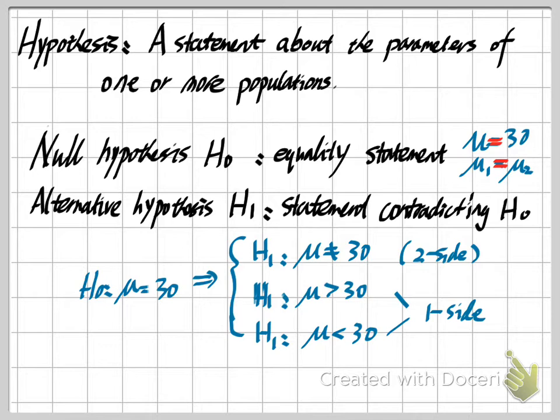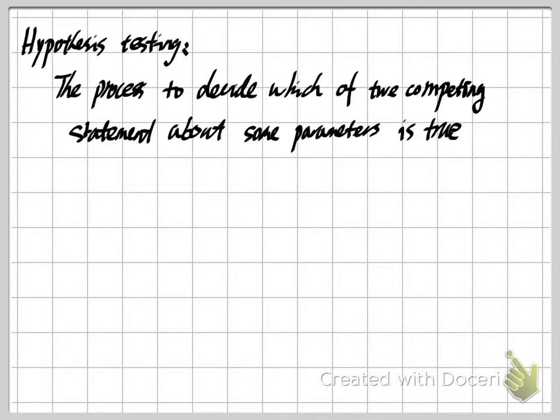Okay, so now this is about what a hypothesis is, and then what hypothesis testing is. Hypothesis testing is the process to decide which of these two competing statements about our parameters is true. In other words, this is the process to check H0 and H1, to see which is correct. In general, the conclusion we can get is that we will say there is enough evidence to reject H0.